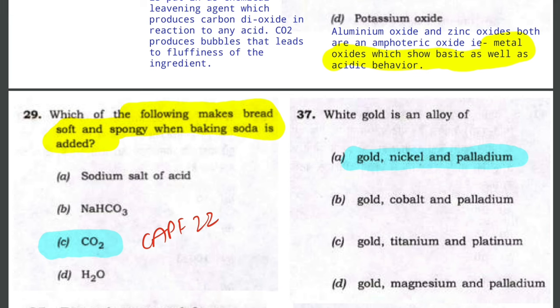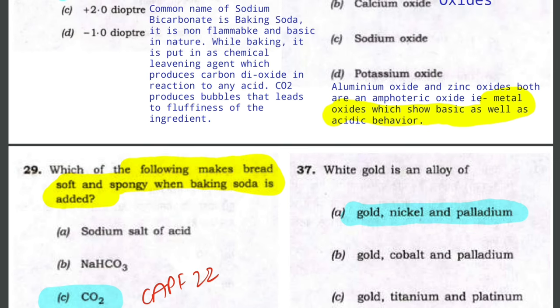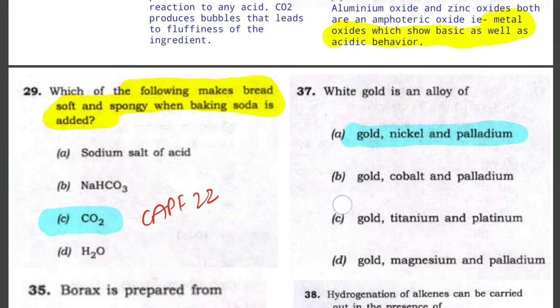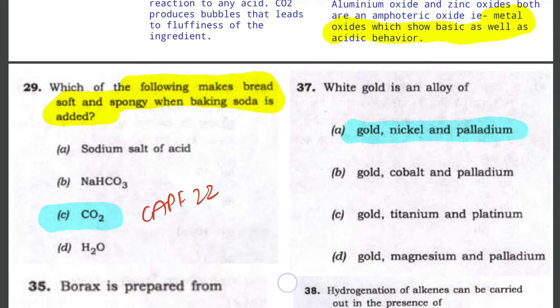Here, which one of the following makes bread soft and spongy when baking soda is added? So the correct answer would be CO2. NaHCO3 is called baking soda, and when NaHCO3 is added to bread, it works as a leavening agent and produces CO2, which produces bubbles inside the bread, and that gives the fluffiness, softness and sponginess to the bread. So here the correct answer would be CO2, carbon dioxide.